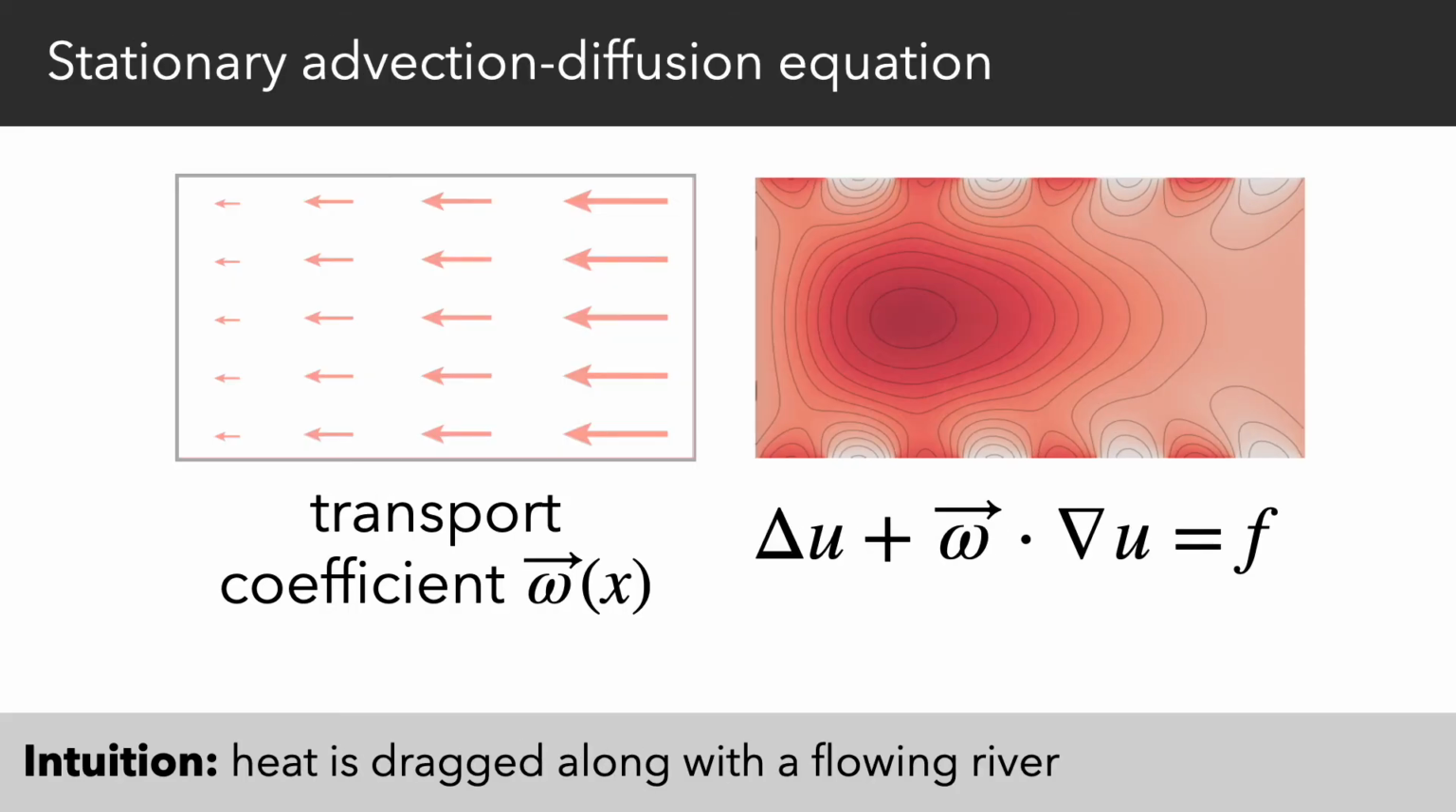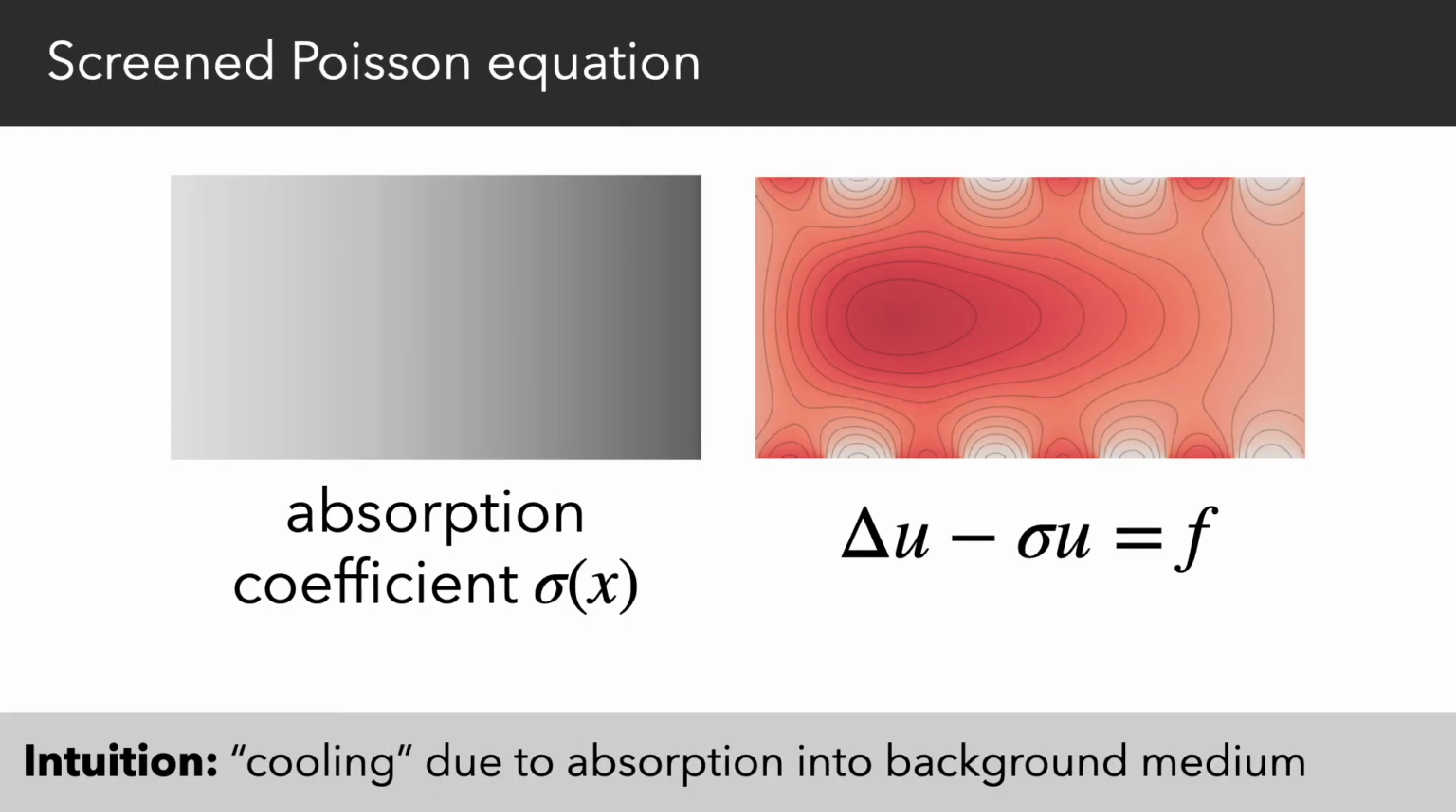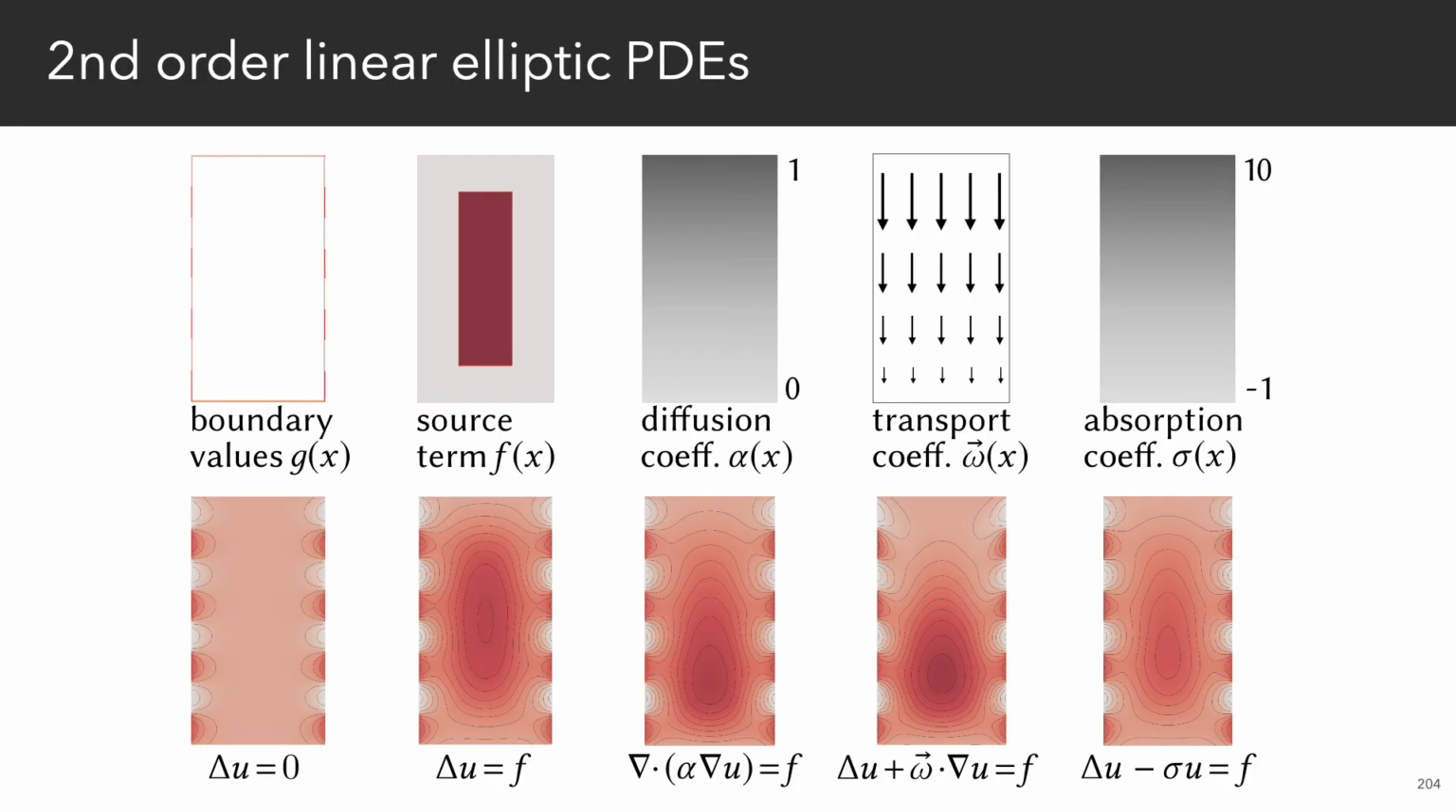Adding a transport term, omega grad u, indicates that heat is now pushed along some vector field omega. So imagine a flowing river which mixes hot water into cold water until it reaches a steady state. And finally, an absorption term, sigma u, acts like a background medium that absorbs heat. So think of a heat sink or a cold engine block. Now, there are lots of other terms that we could add to a PDE, but these already get us pretty far. Okay, so how do we solve these equations?